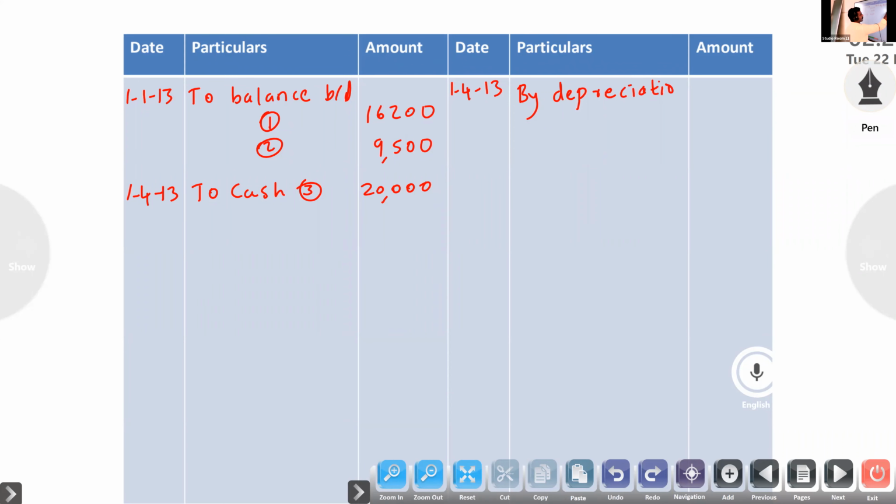One thing you have to remember. How to calculate depreciation? 16,200 into 10 percent into 3 by 12. Why? From the opening date to the selling date, 1st January to 1st April: January, February, March, 3 months. So 405.